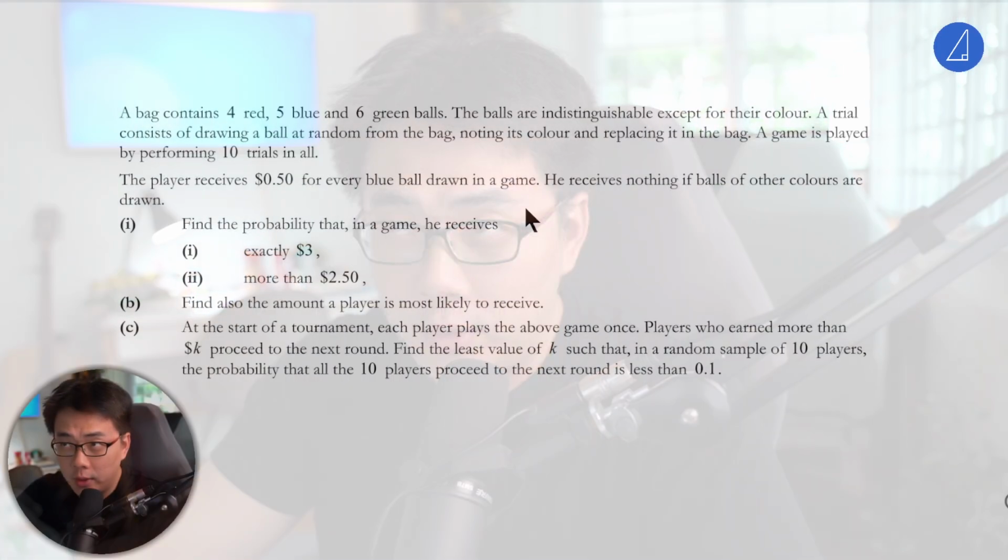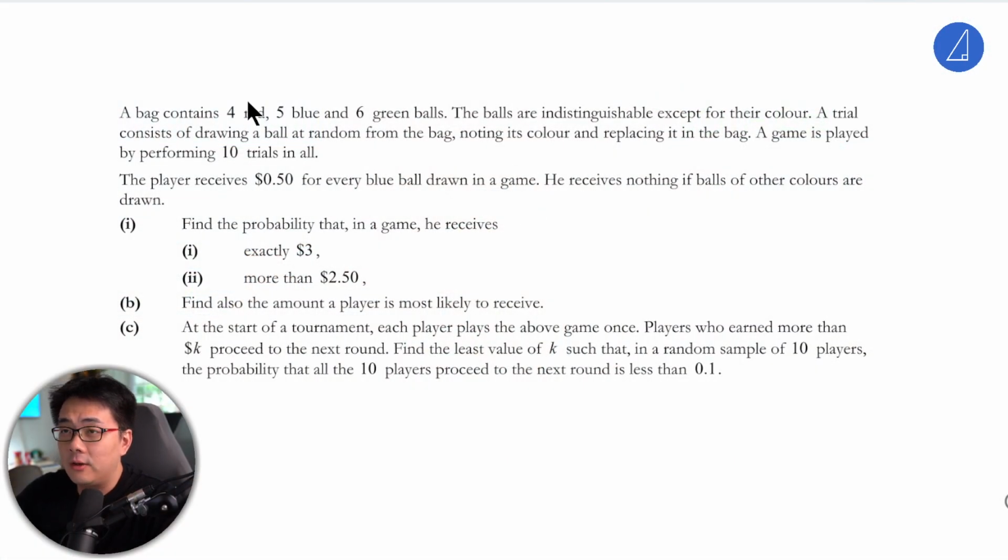Students, let's look at this question here, which is on binomial distribution, I believe. A bag contains 4 red, 5 blue, and 6 green balls. They are indistinguishable except for their colors. A trial consists of drawing a ball at random from the bag, noting its color and replacing it back in the bag. A game is played by performing 10 trials.